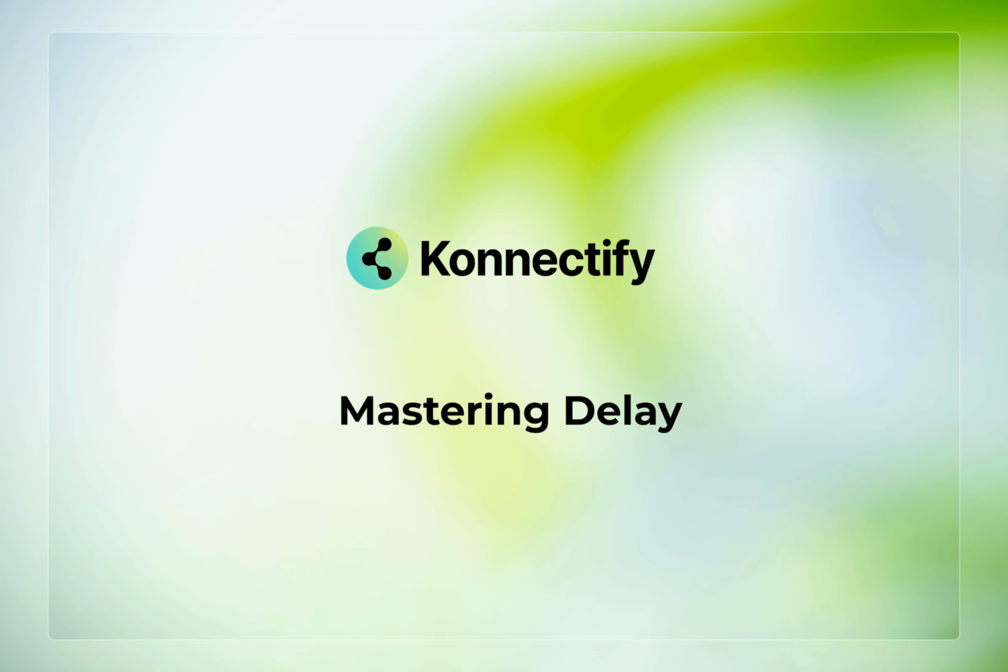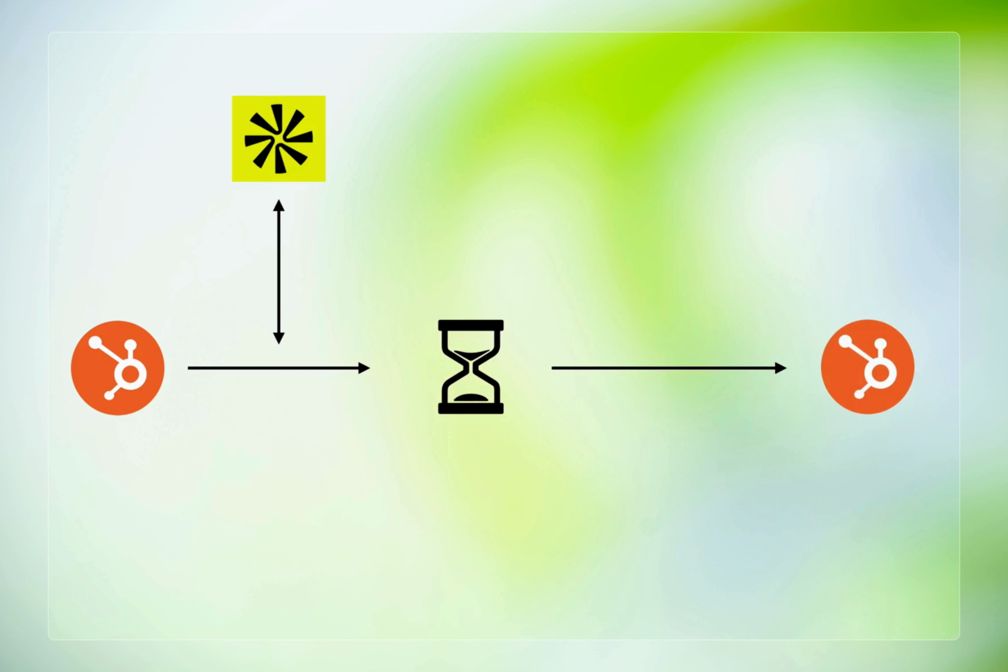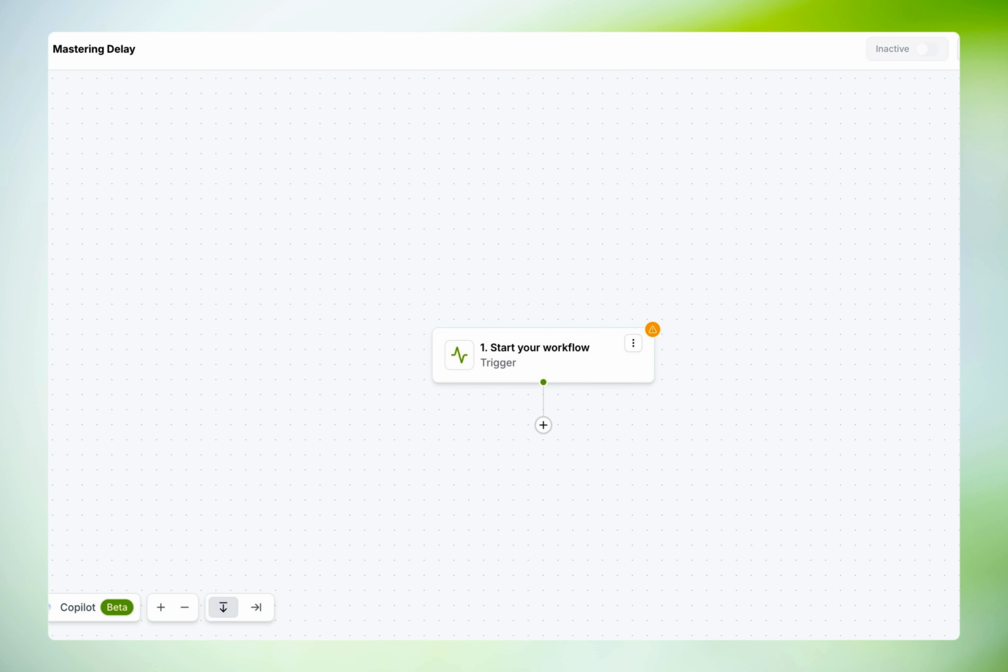Let's start with an example. When a new contact is created in HubSpot, we first enrich the record using Apollo. But instead of assigning the contact immediately, we use a 5-minute delay to give the workflow time to process. Once the analysis is complete, the workflow automatically updates the HubSpot contact and assigns it to the right owner. Let's build this step by step.